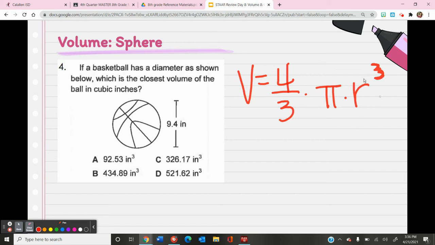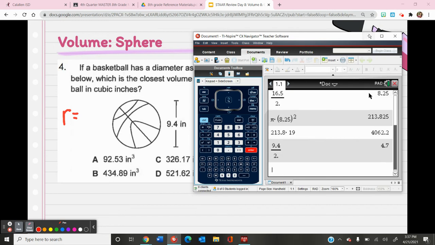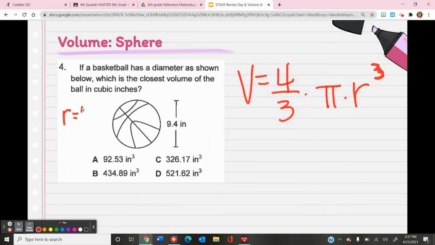So I need to find my radius. The only thing I need to know is my radius. So here they give me my diameter. I know this is my diameter because it goes all the way across. So if my diameter is 9.4, in order to find my radius, I have to divide my diameter by 2. So 9.4 divided by 2, I get 4.7. So my radius is 4.7.